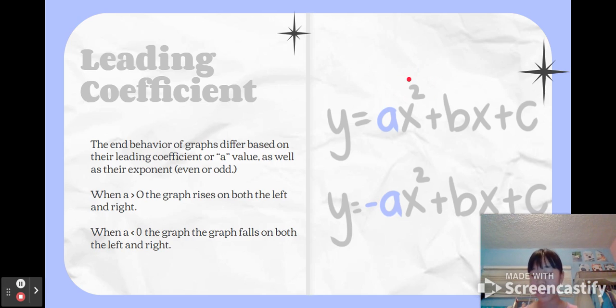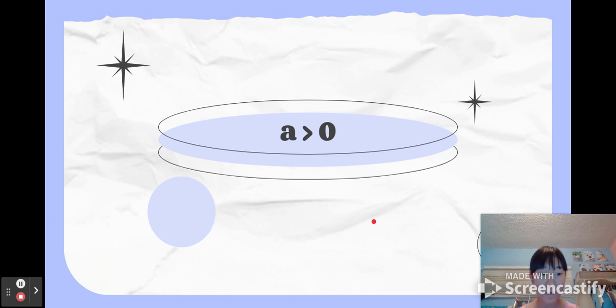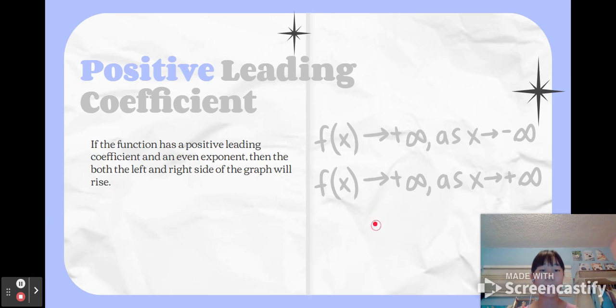Through this lesson, we'll learn that when A is greater than 0, with an even exponent, both the left and right of the graph will rise, while when A is less than 0, the left and right side will fall. So let's go into when A is greater than 0.